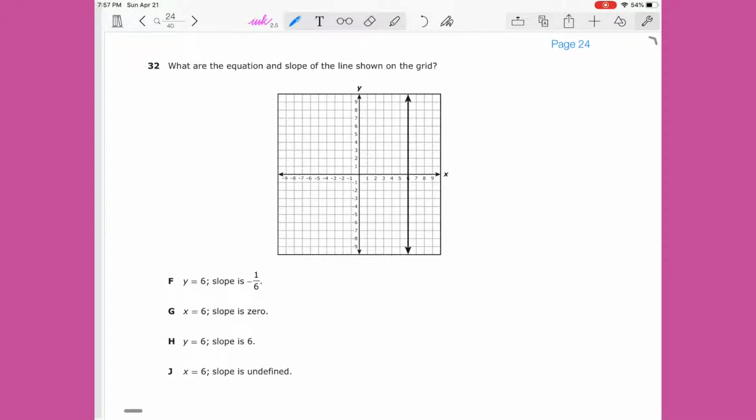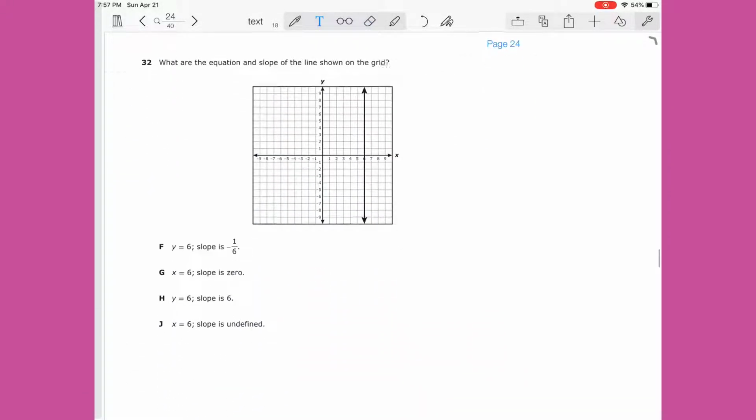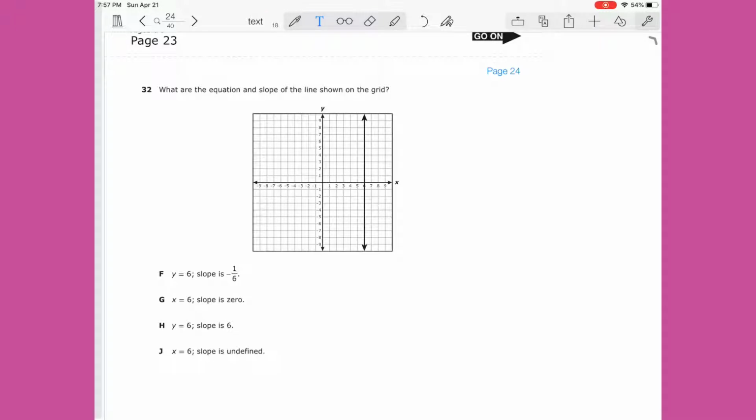Number 32. What are the equation and slope of the line given? So we have a slope here. Remember, I'm going to remind you back. Remember HOVUX. Whoops. And I'm going to write the acronym here. So HOVUX.